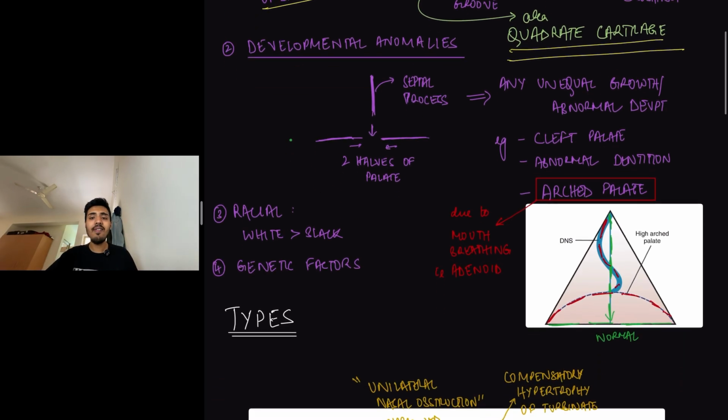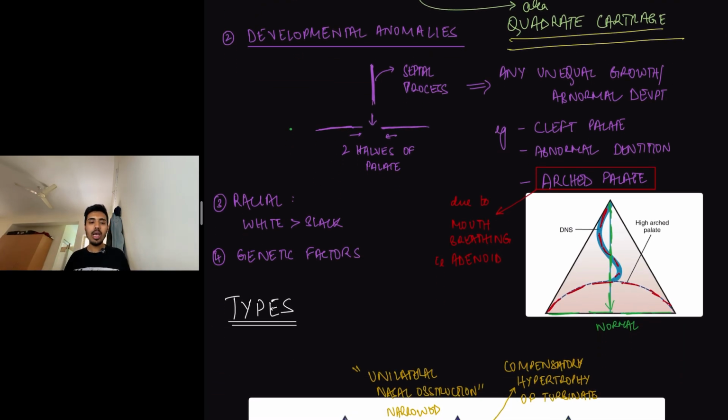Next cause is developmental anomalies. See, now what happens normally, the septal process comes from above. The two halves of the palate grow like this. So basically they fuse, the two halves of the palate and then the septal process, all three of them fuse during development, during embryogenesis. So any unequal growth or any abnormal development in these three processes can lead to deviated nasal septum.